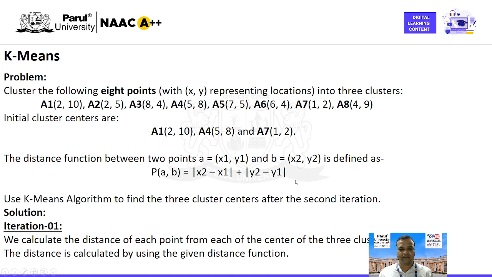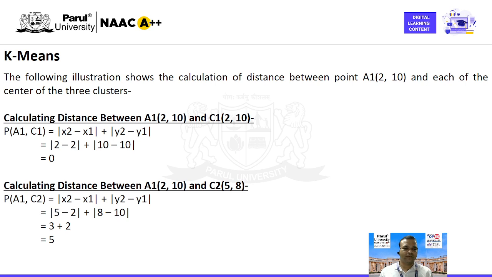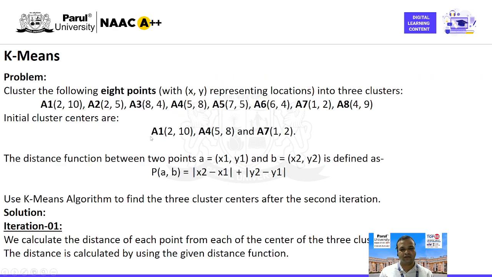Here you can see, we calculate each point's distance from all these 3 centers. The following shows the calculation of the distance between point A1 and each of the centers of the 3 clusters. So, taking a point here, A1, having the location 2, 10. Firstly, we calculate the distance between A1 and C1. C1 we assume here is 2, 10.